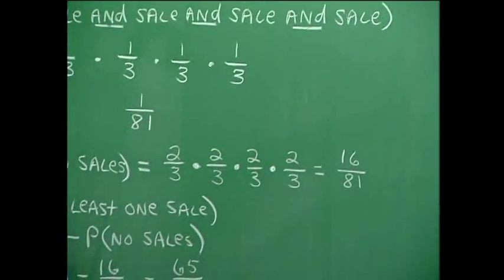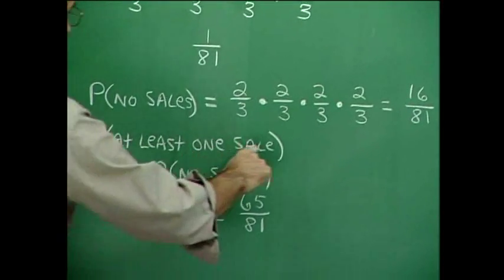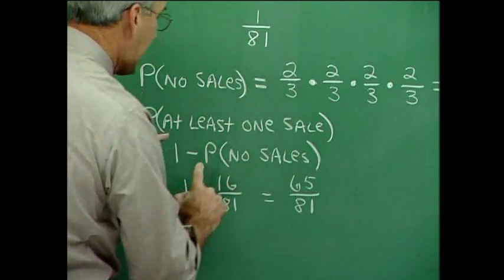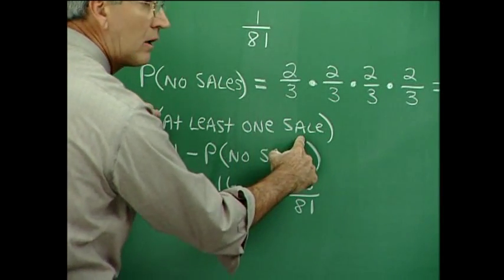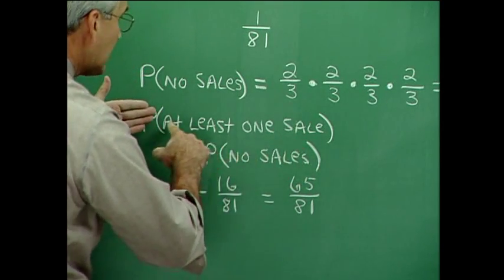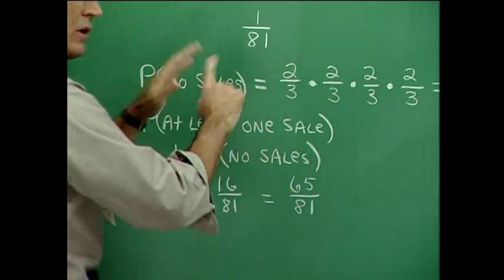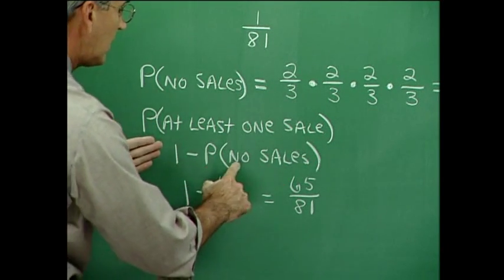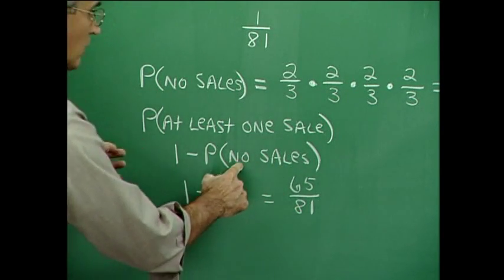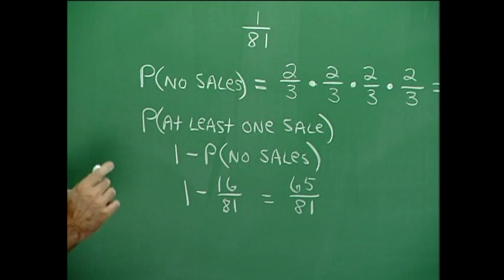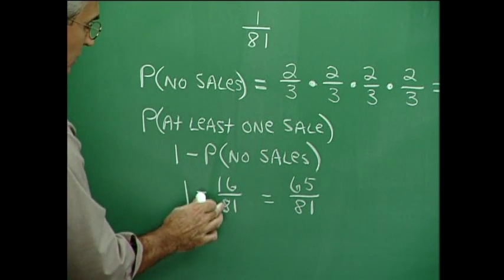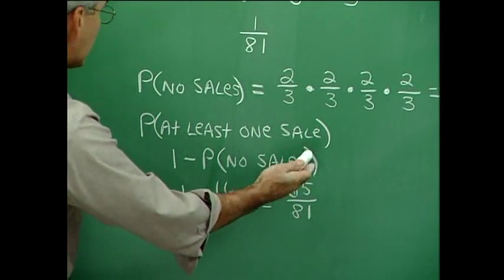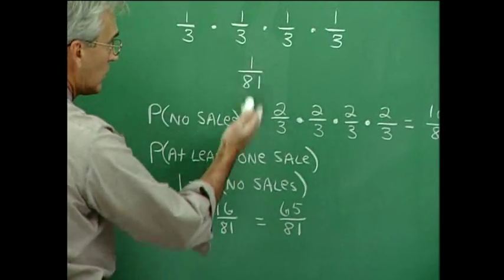Another way is to approach it using the complement of this business. Now, the complement of this means it is not the case that at least one sale occurs. You see, if at least one sale does not occur, then that means no sales. So it's 1 minus the probability of no sales. Now, we just calculated the probability of no sales to be 16/81, so it's 1 minus 16/81, or 65/81. Pretty good probability then of having at least one sale in those 4 visits.